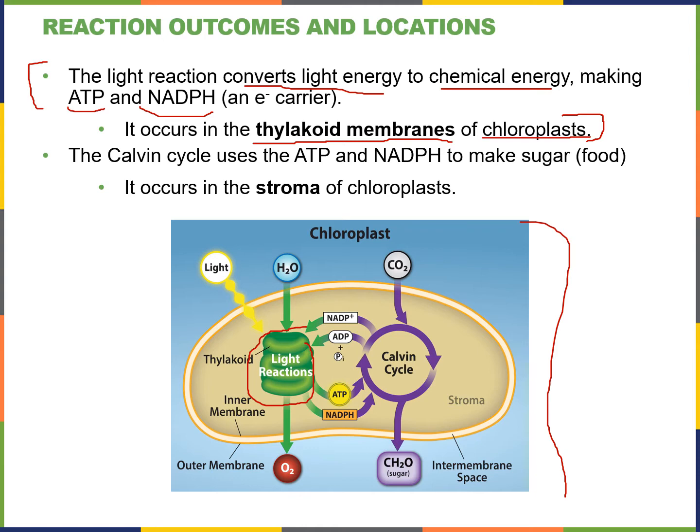Okay, so again, in the light-dependent reaction, we're going to be converting light energy to chemical energy. The catalyst is going to be the sun, and then for the light-independent reaction, we're going to talk about the Calvin cycle. The Calvin cycle is going to use ATP and the NADPH that were produced by the light-dependent reactions in order to make food or sugar molecules.